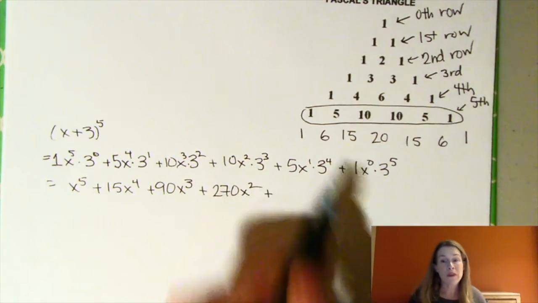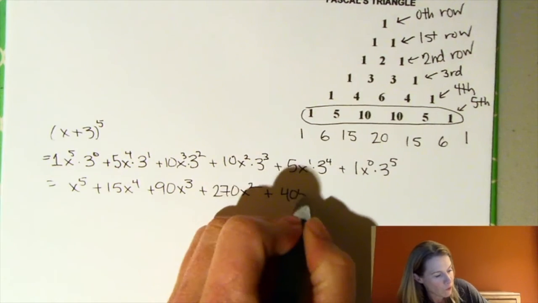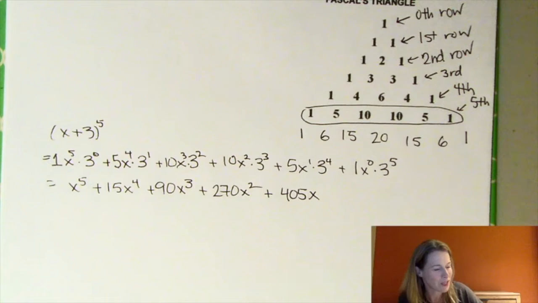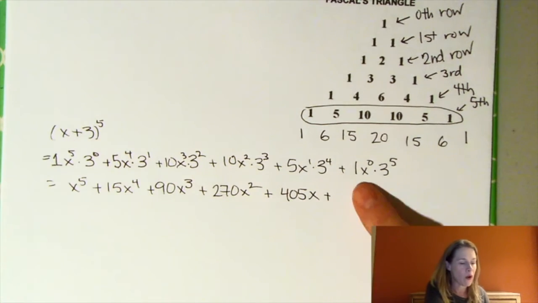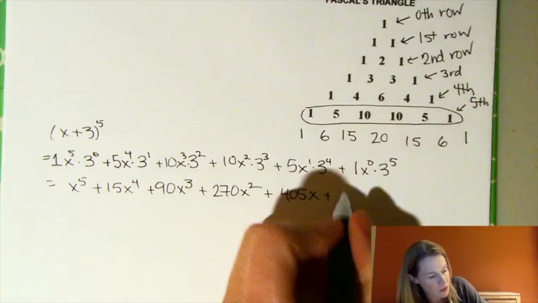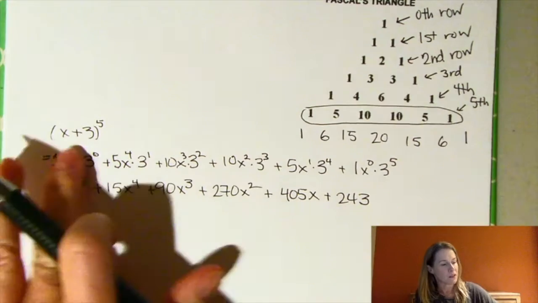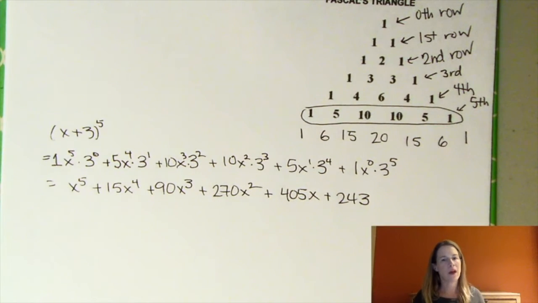I know 3 to the 4th is 81. 81 times 5 happens to be 405 times x to the 1st. And the final term, I have a 1 times x to the 0th, which is 1, times 3 to the 5th, which happens to be 243. And there we did it. We expanded x plus 3 to the 5th without a whole lot of pain. Why don't we try another example?